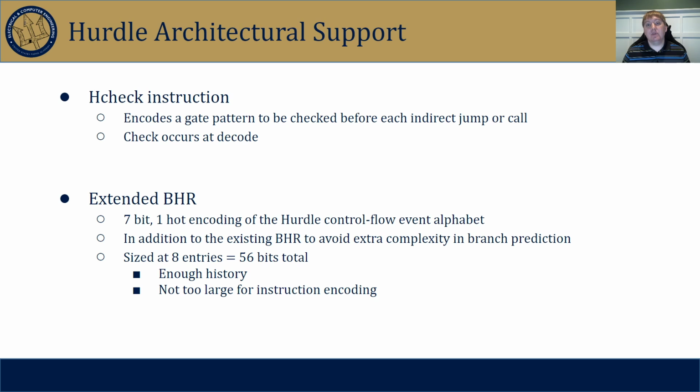We also add an extended branch history register to the architecture. So this is a 7-bit, one-hot encoding of the Hurdle control flow alphabet. There are 7 different letters in the Hurdle control flow alphabet. And we add this in addition to the existing branch history register to not overly complicate the branch prediction logic in the architecture. We size this at 8 entries for a total of 8 entries times 7 bits for 56 bits. And we found that this was enough history to be able to differentiate between indirect branches in the applications that we tested, but not so large that the instruction encoding became unwieldy or that the SMT solver runtimes became too long.